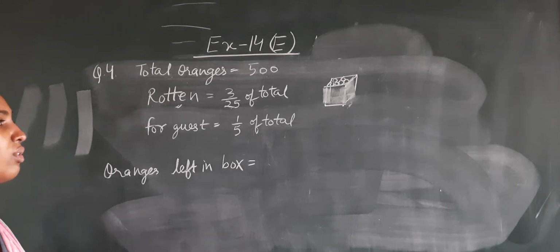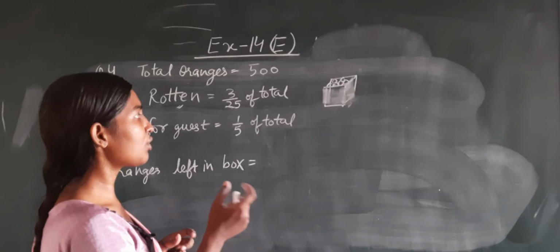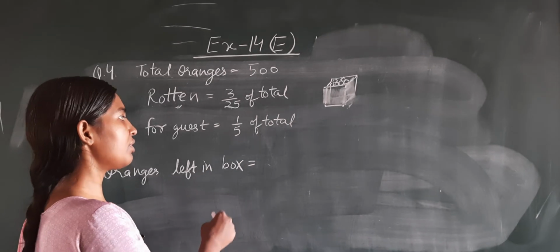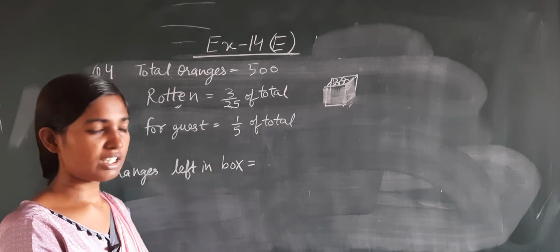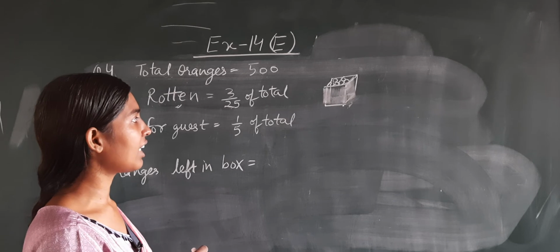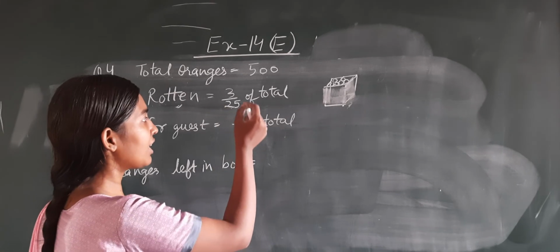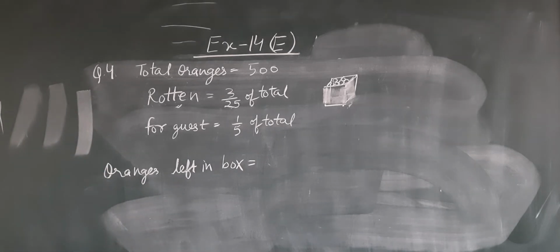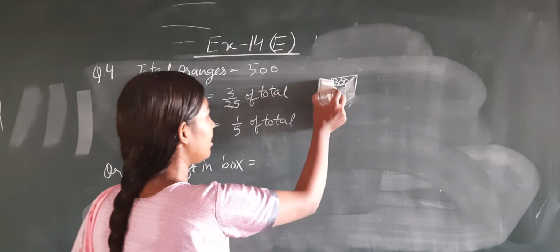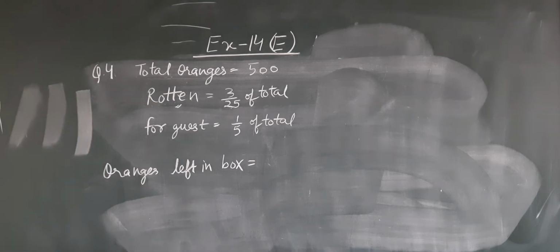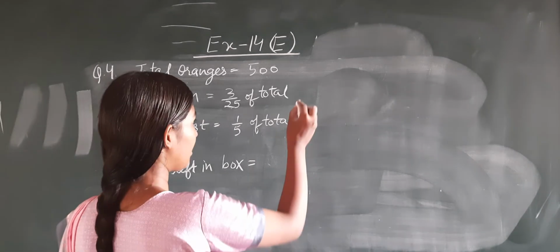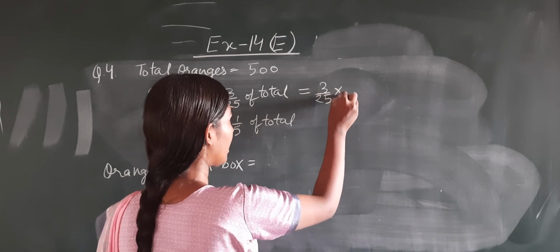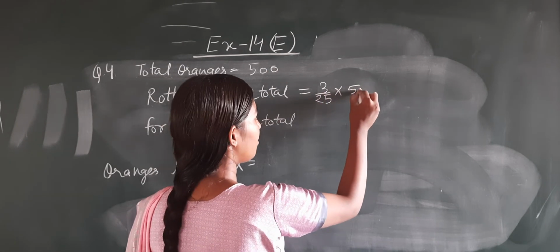Okay, so you don't know how many oranges will come in 3/25, and you also don't know how many oranges will come in 1/5. So what will you do for that? First of all, we will calculate 3/25 of the total. How will we calculate 3/25 of the total? See, as you already know, of means the multiply sign. So here 3/25 multiplied by the total, which is 500.